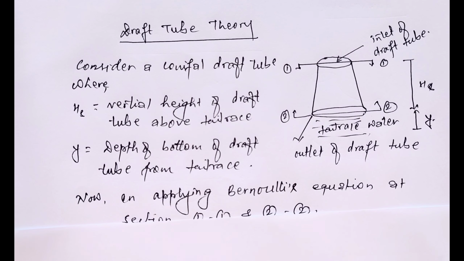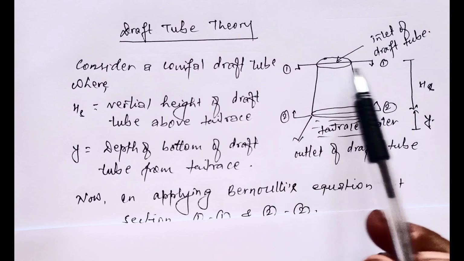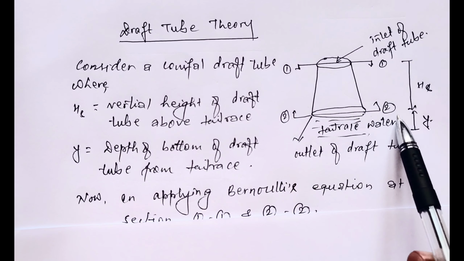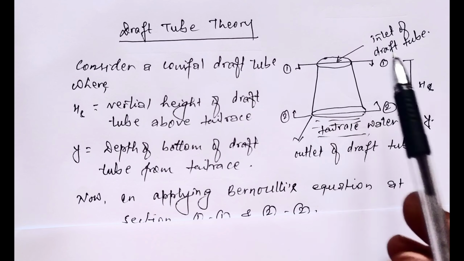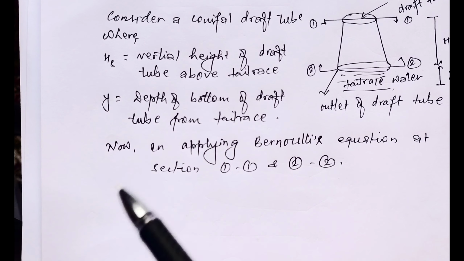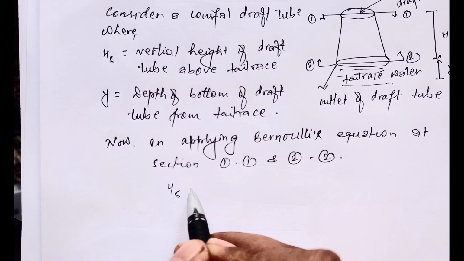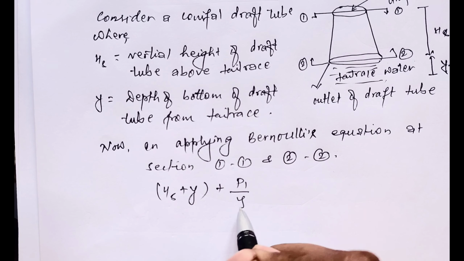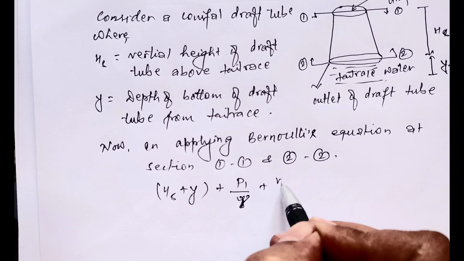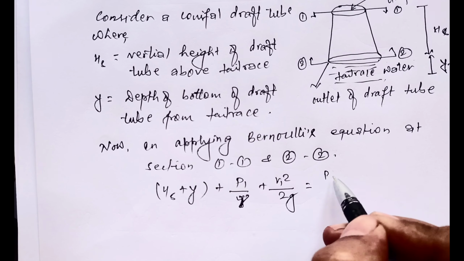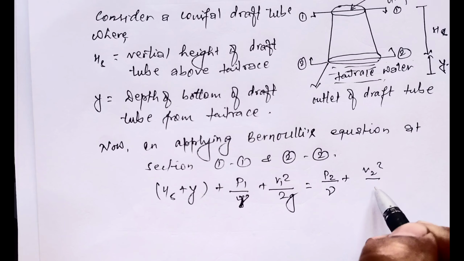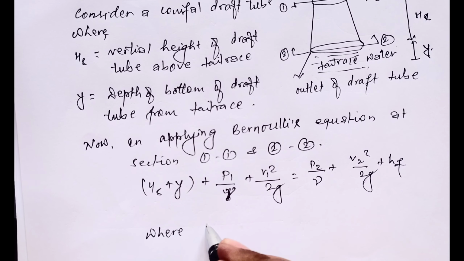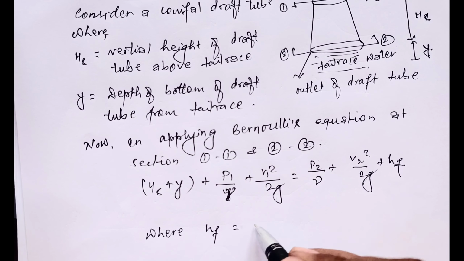Now on applying Bernoulli's equation on section 1 and section 2, that is from inlet to the outlet, the equation forms will be HS plus Y plus P1 by gamma plus V1 square by 2G equals P2 by gamma plus V2 square by 2G plus HF, where HF equals loss of energy between 1 and 2.